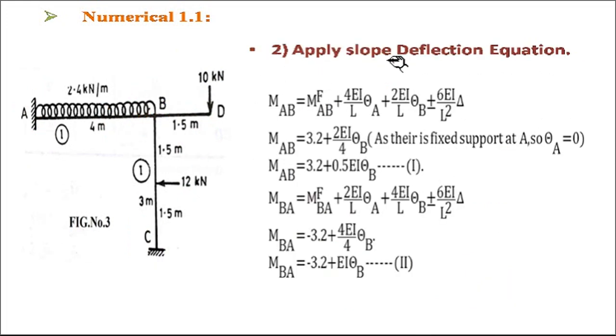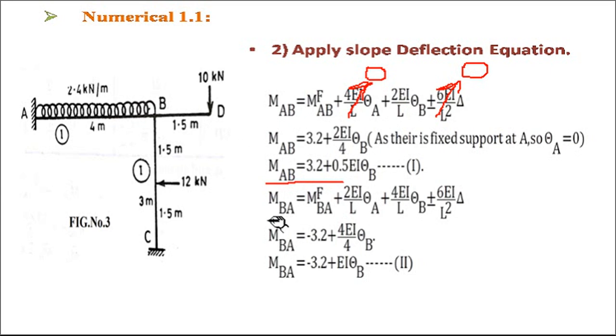Next step is to apply the slope and deflection equation. We know the slope and deflection equation. We are applying it for the first member, that is AB. The fixed moment in member AB is 3.2, already found out. Now here at joint A, the fixed support is there, so the value of theta A will be equal to 0. No rotation will be allowed. The sinking of support is not given, so delta will be equal to 0. So put the value of fixed moment and length, and we'll get the first equation of moment for member AB.